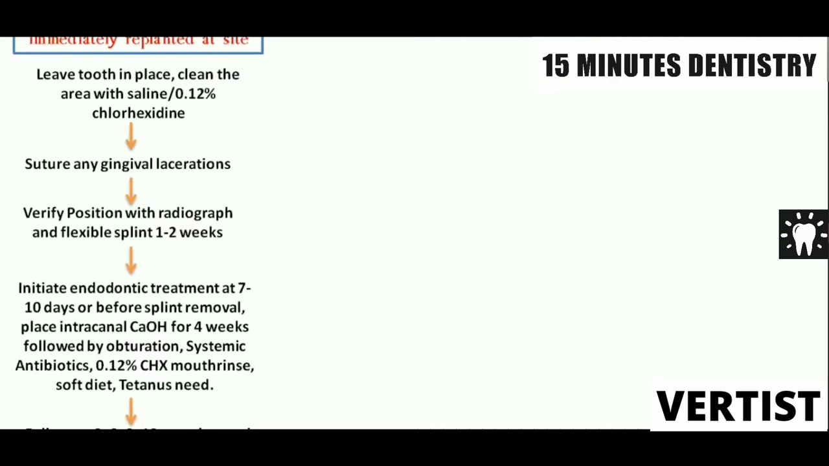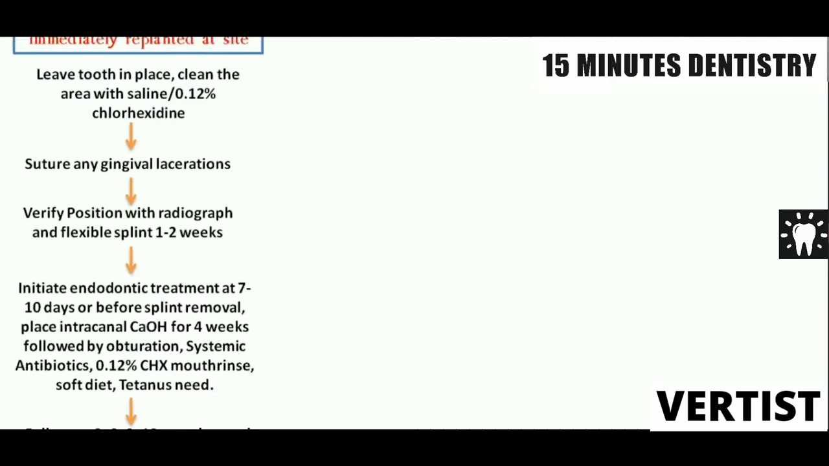The flexible splint which can be used is a stainless steel wire with composite resin. Initiate endodontic therapy at 7 to 10 days or before the removal of the splint, and after this, placement of intracanal calcium hydroxide for 4 weeks followed by obturation.